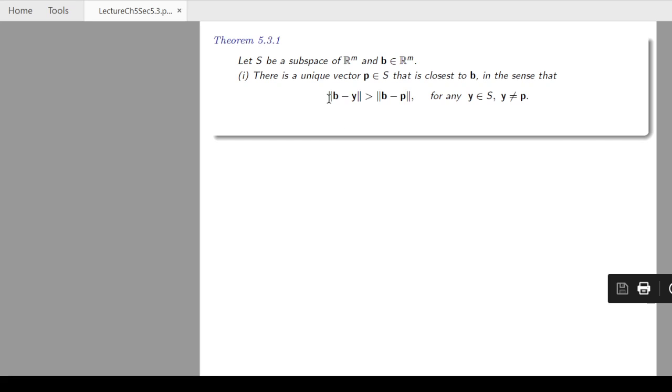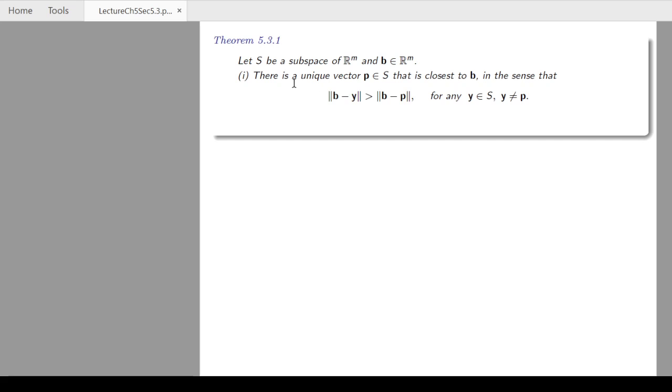Let's take a look at theorem 5.3.1. This is quite a general result. We assume S is a subspace of Rm, and B, the vector, belongs to Rm. The last assumption here is the same as what we talked about in the least square problem earlier.